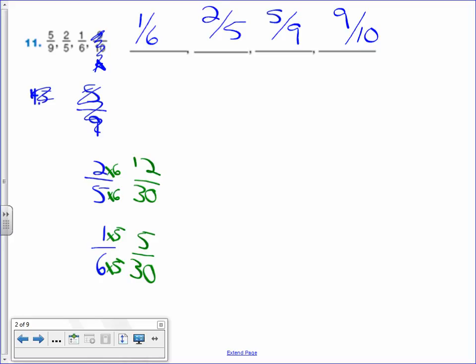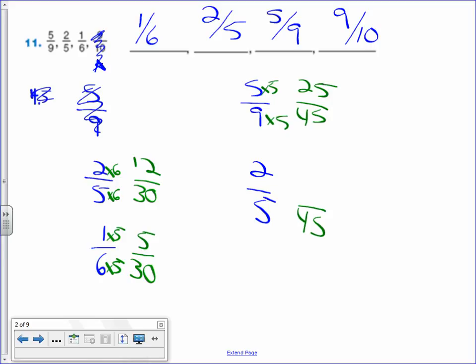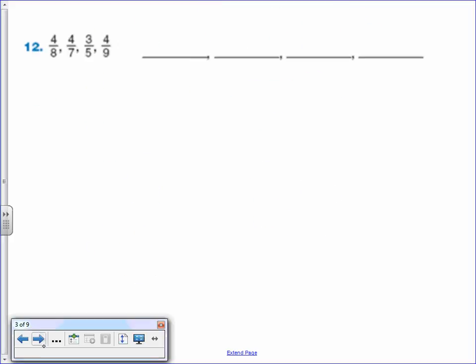Now I'm going to go ahead and double check to see if 5/9 is actually bigger than 2/5. No point in getting an easy problem wrong here. Well, what number can 9 and 5 both go into? They can both go into 45. 9 times 5 equals 45. 5 times 5 equals 25. 5 times 9 equals 45. 2 times 9 equals 18. Right here, this 25 is bigger than this 18, which means 5/9 is larger than 2/5. We'll move on to the next problem.